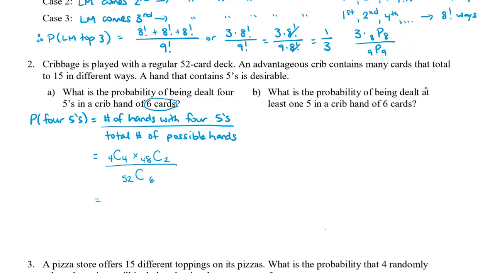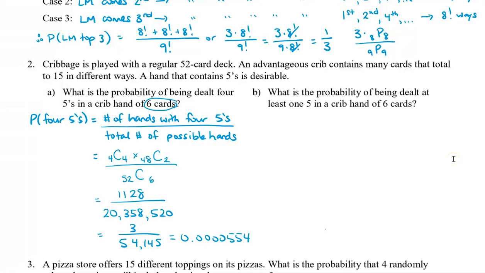So we just have to type this out onto our calculator. 4C4 is 1, there's only one way to choose all 4. And 48C2 is 1128. And then all divided by, and there's a lot here, 20,358,520. This reduces to 3 over 54,145, or if you want to change it to decimal, 0.0000554. So very, very unlikely that you're going to get all 4 5s.